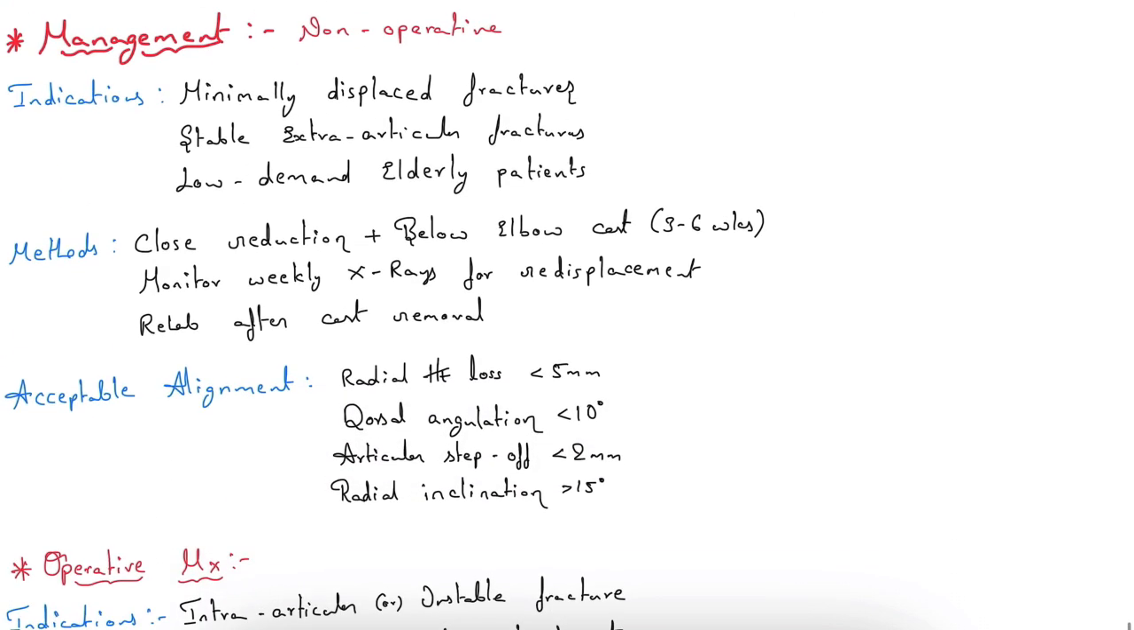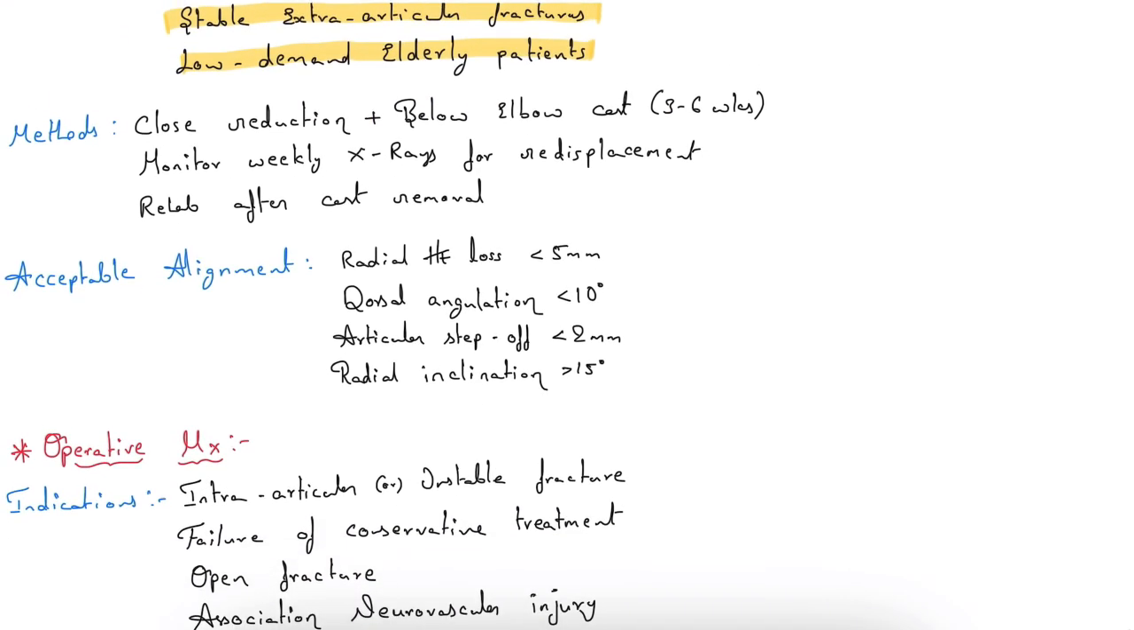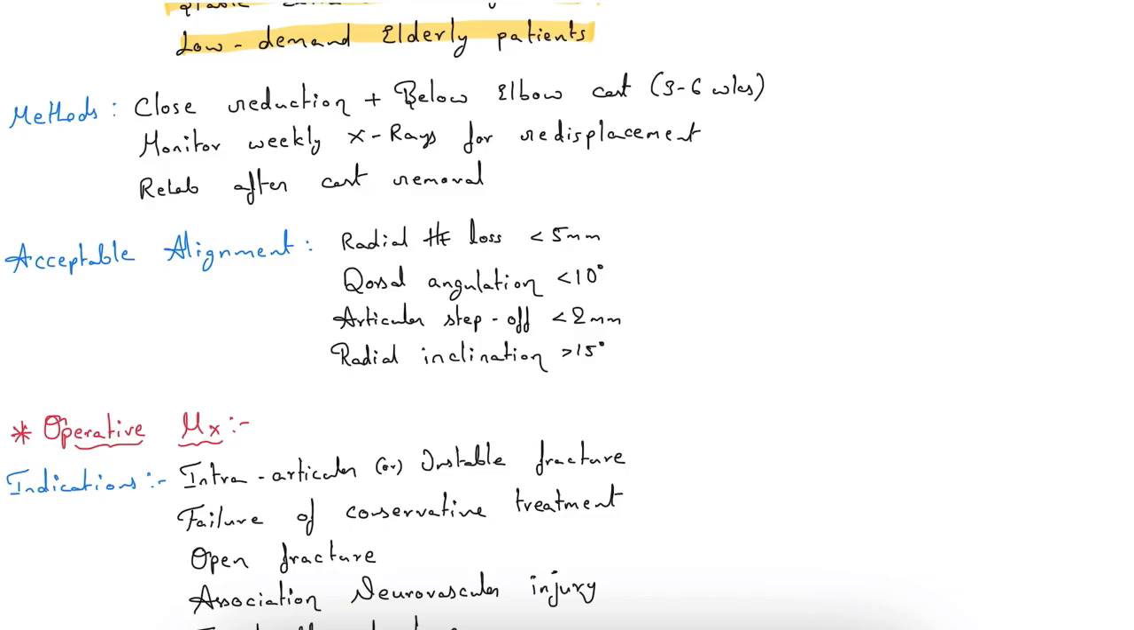Now management. In non-operative, first indications like minimally displaced fracture, and non-operative is also for unstable extra-articular fracture and low demand elderly patients. Then in methods we can use closed reduction and below elbow cast for 3 to 6 weeks, and we have to weekly monitor with X-ray for redisplacement, and we have to do rehabilitation after cast removal.